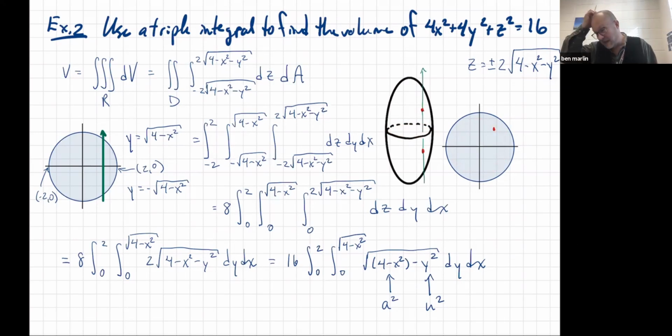and essentially that means that your 4 minus x squared minus y squared has got to be equal to 0. Or in other words, that you've got this circle here of x squared plus y squared equals 4, which means that you can think of it as y being plus or minus the square root of 4 minus x squared, okay? So then setting up these, we draw our arrow going up, and it enters the region at the negative square root and it exits the region at the positive square root, okay?